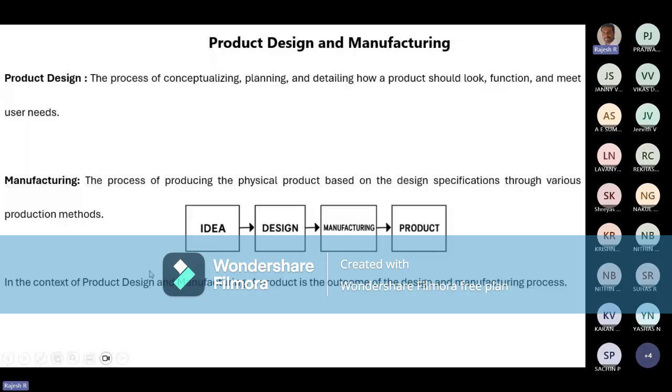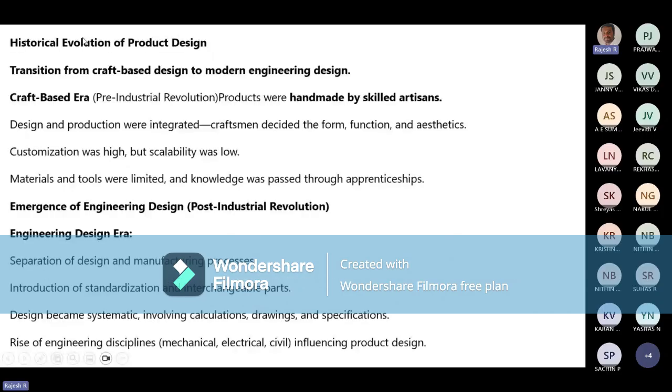So in the context of product design and manufacturing, we define the product as nothing but the outcome of the design and manufacturing process. That is all we say with respect to the product. When it comes to the historical evolution of product design, it is the transition from craft-based design to modern engineering design. How did design take place in the pre-industrial revolution era? That is the craft-based era.